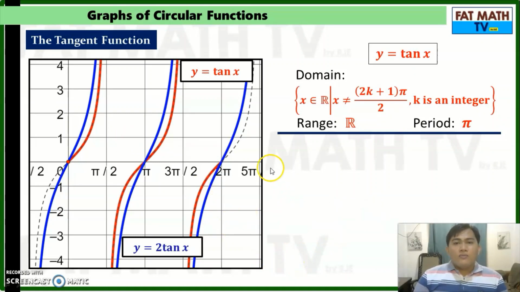Okay, what changes will we have if we multiply tangent x by 2? What if our function is y equals 2 tan x? What will happen? It will just be like this. It will be a bit steeper here. The red one is y equals tan x, and the blue one is y equals 2 tan x. So same vertical asymptote, same domain, same range, and the same period.